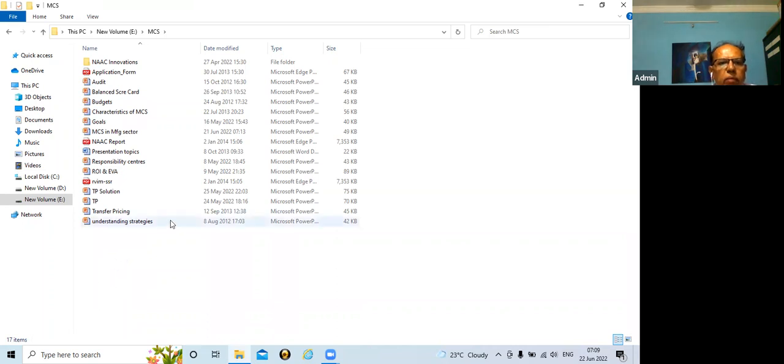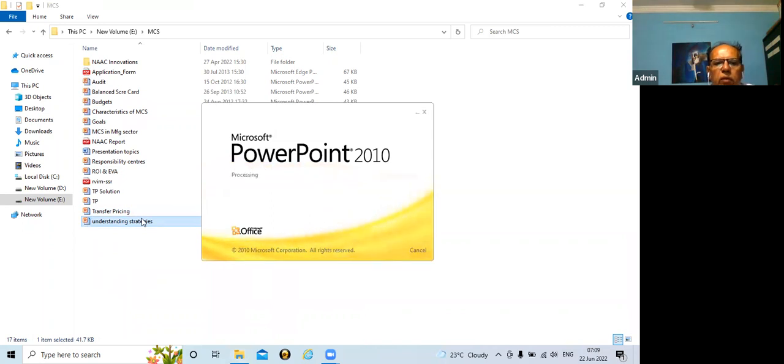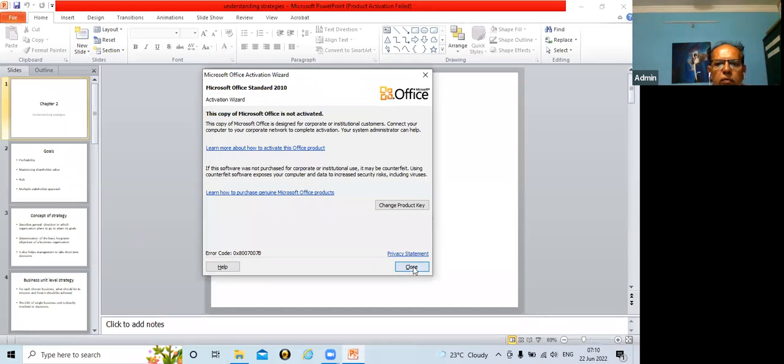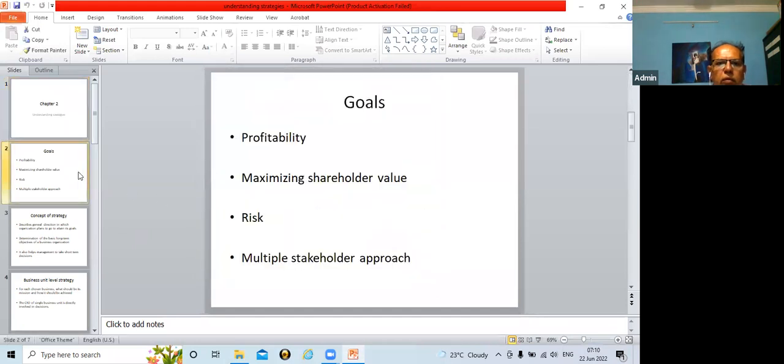We will cover the part in respect of strategies which are developed by organization. Strategies. So before we learn strategy, let's understand goals of enterprise.